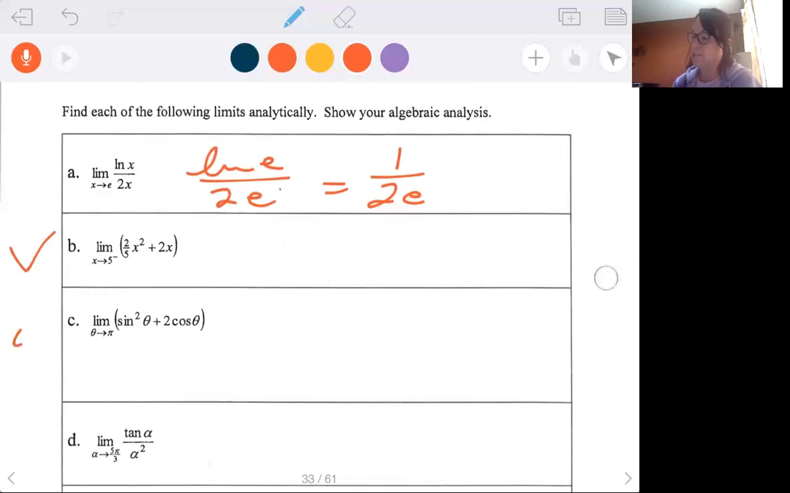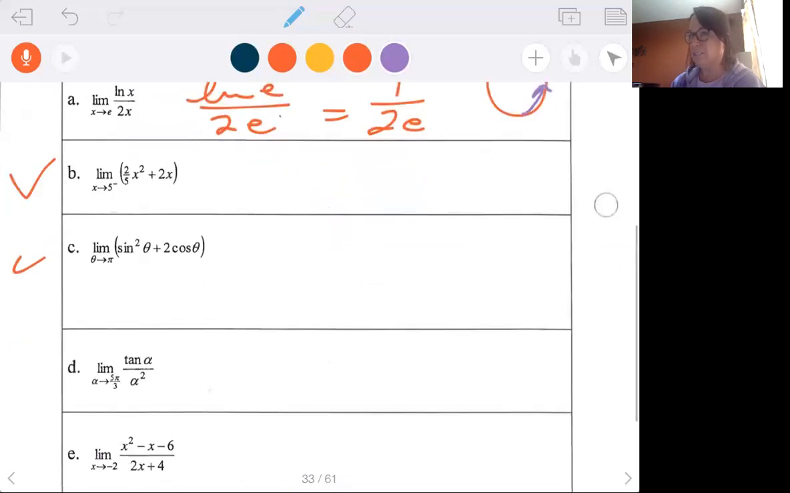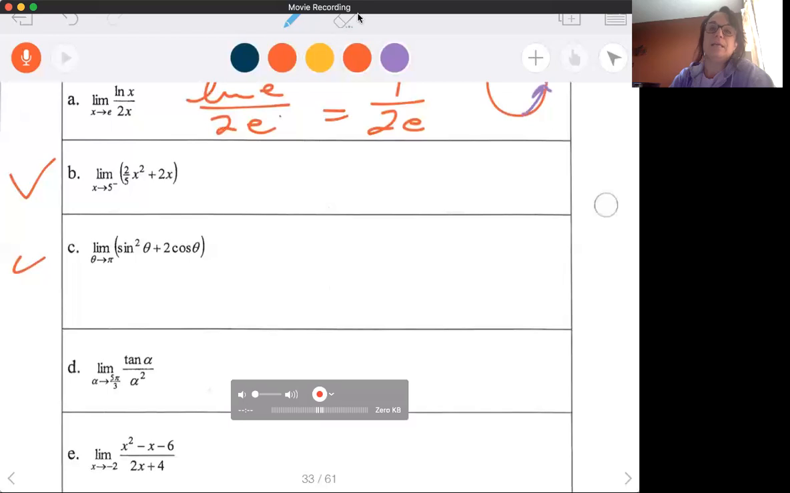No worries, no worries. So on letter B, it doesn't matter if you're doing a left-handed or right-handed limit or from either side. You're on a parabola. As you come in at 5 from the left and from the right, it's the same, and it's f of 5. So you just plug it in. I'm not going to do that. I will do this next one because it gets tricky.